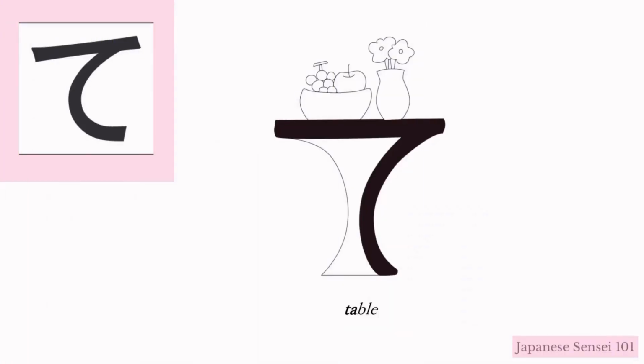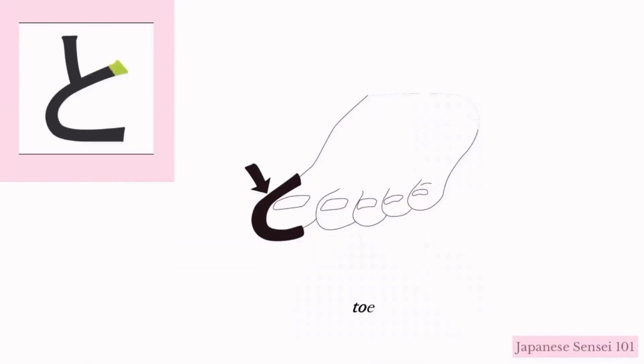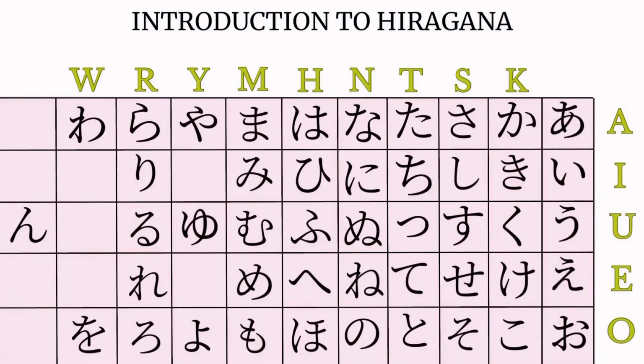Te. To memorize this, you can visualize it as a table. Imagine the horizontal stroke at the top as the tabletop and the downward curve as one of the table legs. To. To remember this hiragana character, you can imagine it as a foot with the big toe extended, like someone pointing their toe. Impressive effort on completing the 4th column. Now let's tackle the next consonant, N.